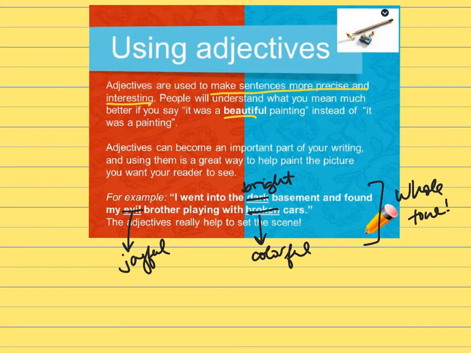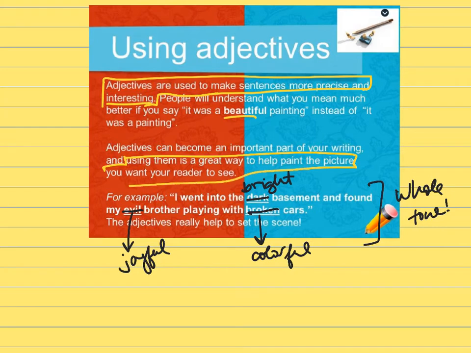Adjectives are really important. So here's what I want you to write down. I want you to write down, adjectives are used to make sentences more precise and interesting. Using them is a great way to help paint the picture you want your reader to see. Please write down these two things in the yellow boxes. Pause the video now.